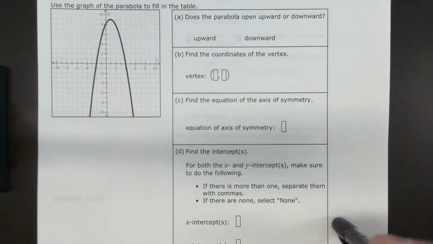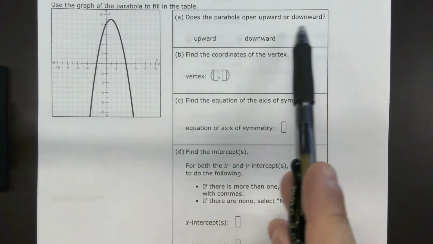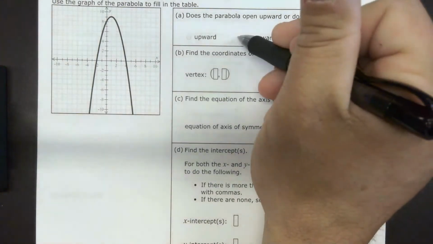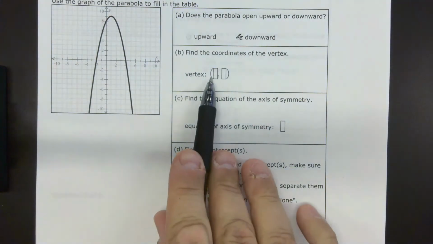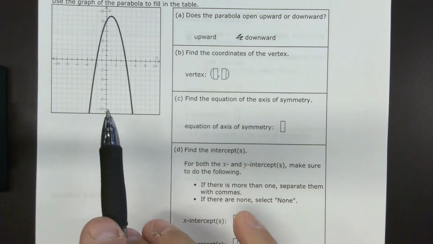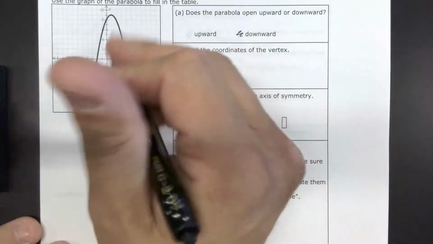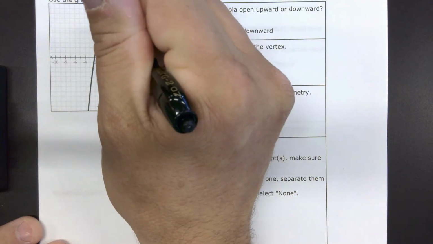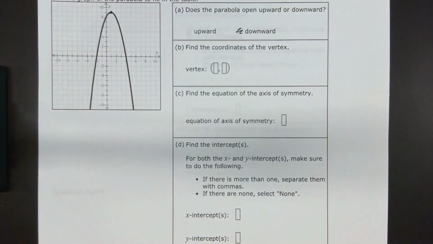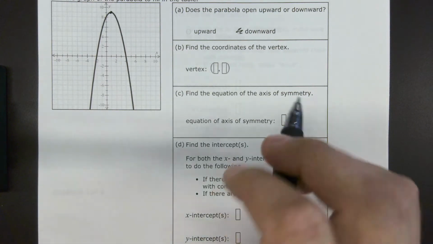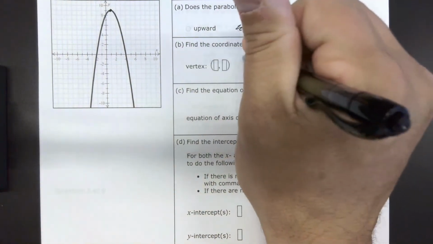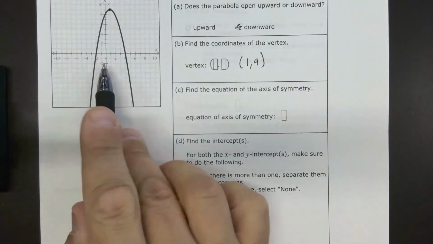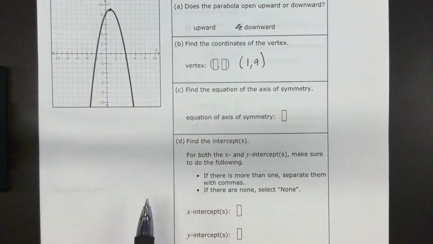So the first question here is, does the parabola open upward or downward? Is this upward or downward? Downward. Okay. The vertex. If you look at the vertex, it's right there, at the very top of the parabola. That right there is actually 1 and 9. Your vertex is the very top or the very bottom of the parabola.